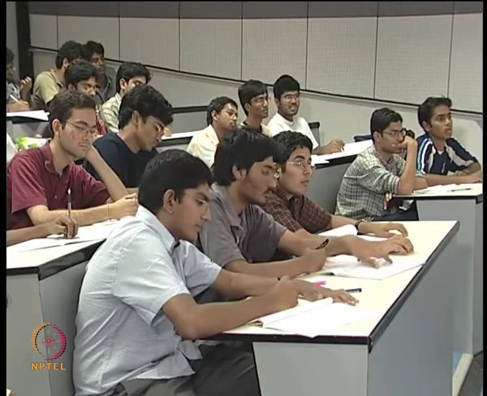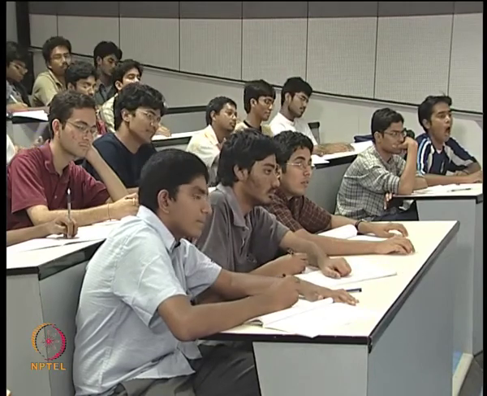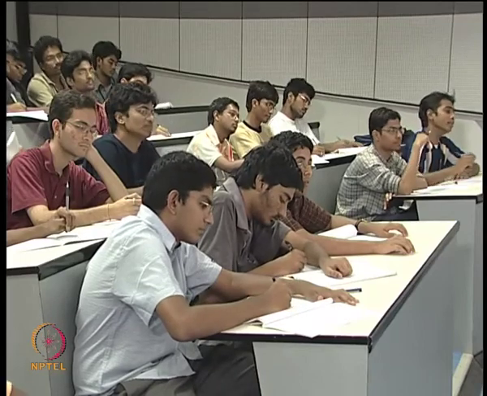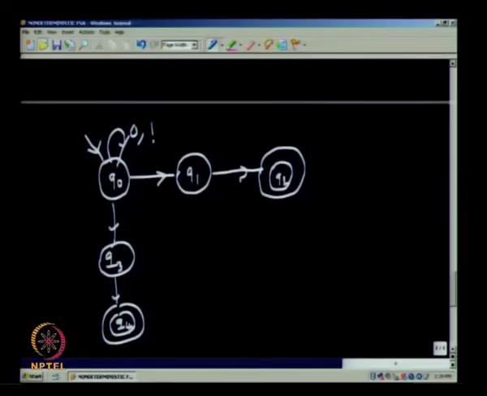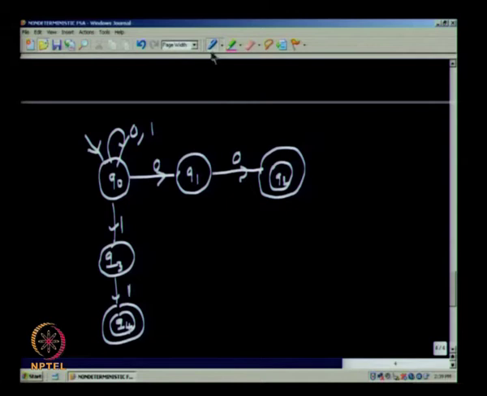Q3, Q4, and the transitions are like this: 0 1, 0 0, 1 1. So, what sort of strings will be accepted? The alphabet here is 0, 1. What sort of language will be accepted?